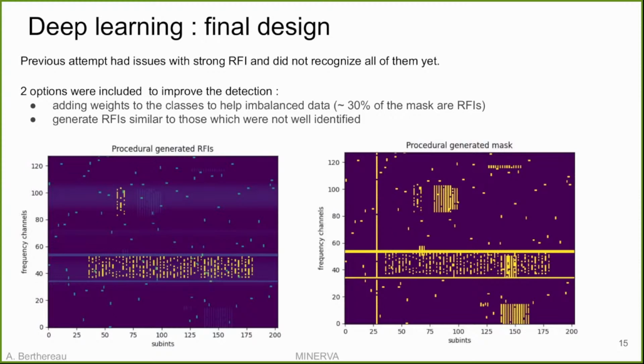We then tried to make RFIs that were similar to those which were not well identified. So we generated them with some procedural script. This is an example that you have. So you have the dynamic spectrum that will be passed to the network and the procedural generated mask associated. We make sure to have some background noise and the same noise levels from our true data set. And we included this in our data set for the learning part.